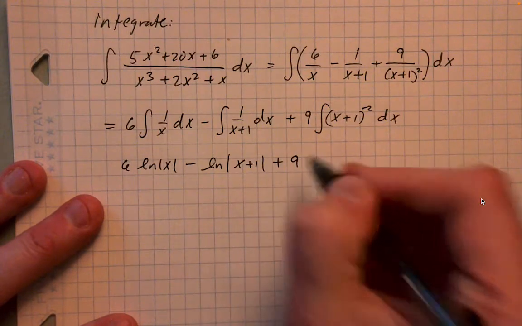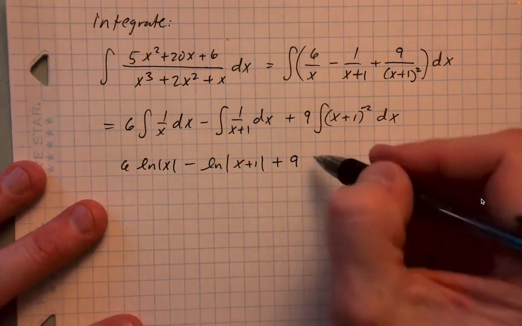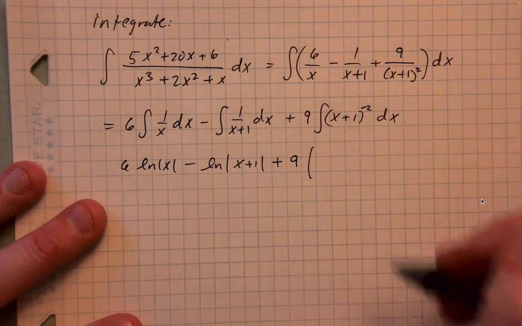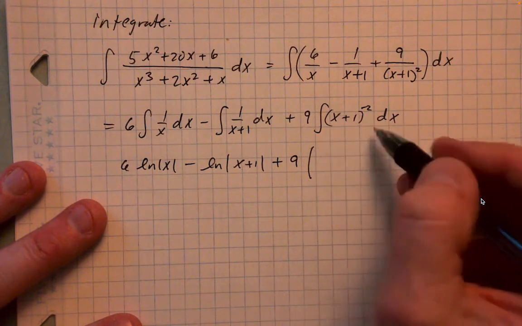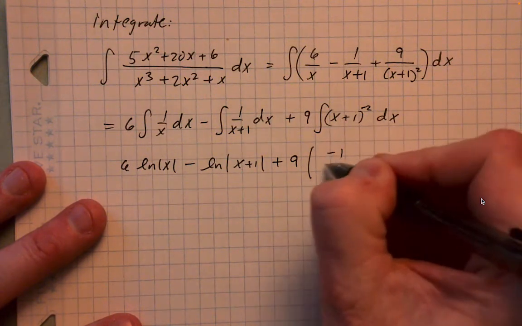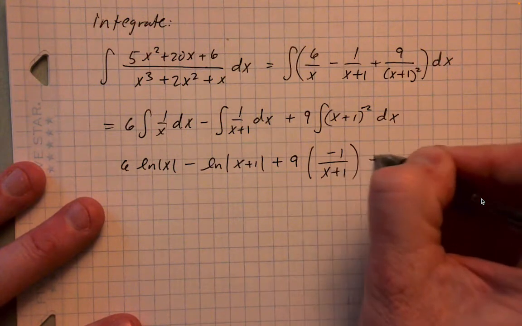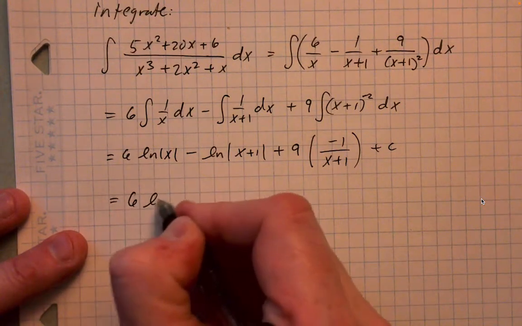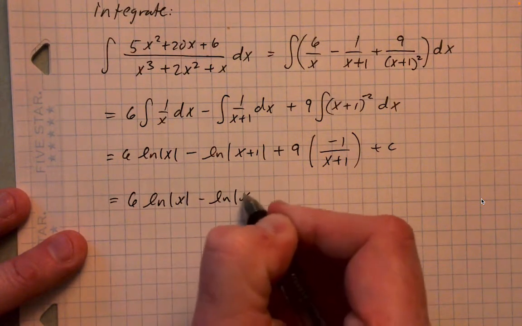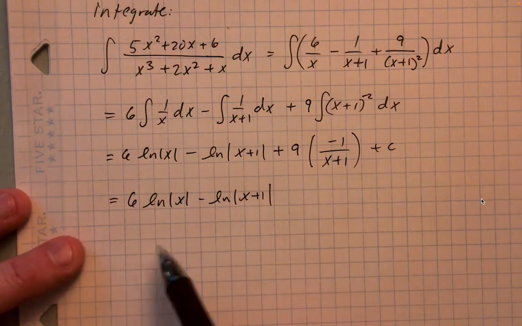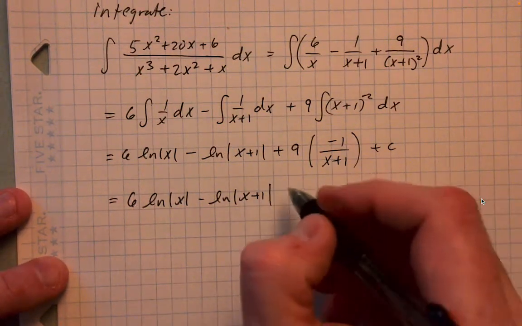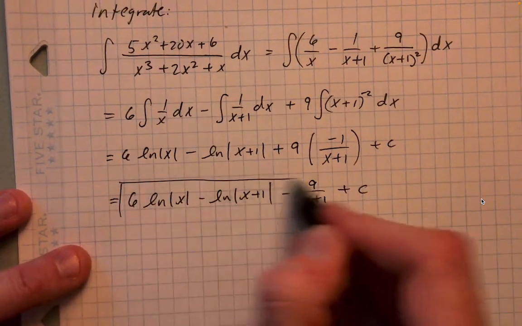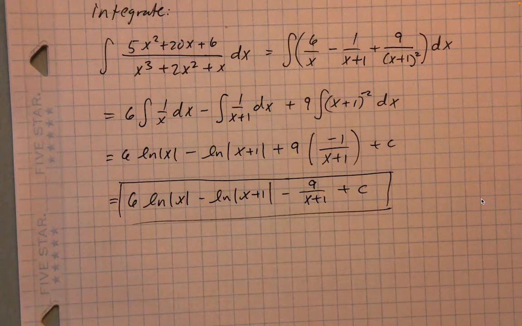And then this one over here will be plus 9 times, now this is like u to the negative 2, right? So that'll be u to the negative 1, divided by negative 1. So it'll be negative 1 over x plus 1. Okay, and so in summation, this is what you get. 6 times the natural log of x minus the natural log of x plus 1 minus 9 over x plus 1 plus c. Okay, it looks like that.